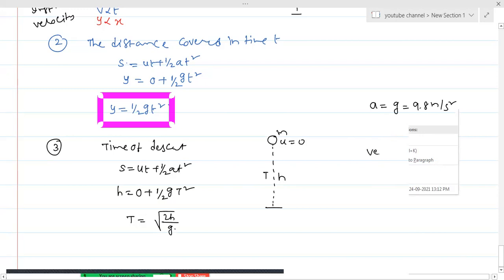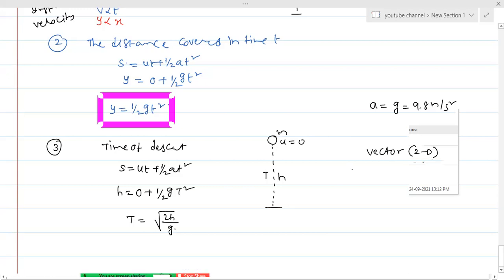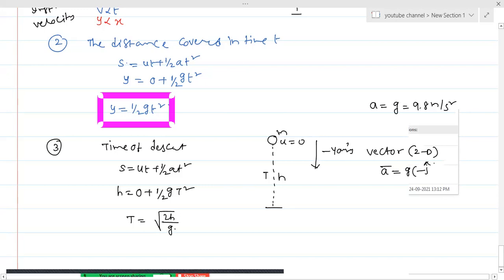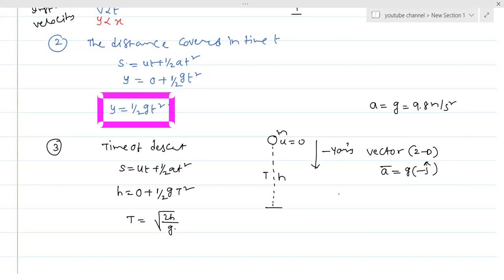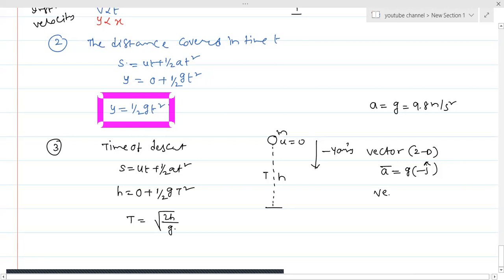And now if you are interested to represent it in vector form, in 2D, if you are observing two-dimensional motion, then we will write a bar equals g into, we will take the downward as the negative y-axis. So in that case, we will use g into minus j cap. So if you are narrating the story in the plane of the paper, we will use a bar equals g into minus j cap.